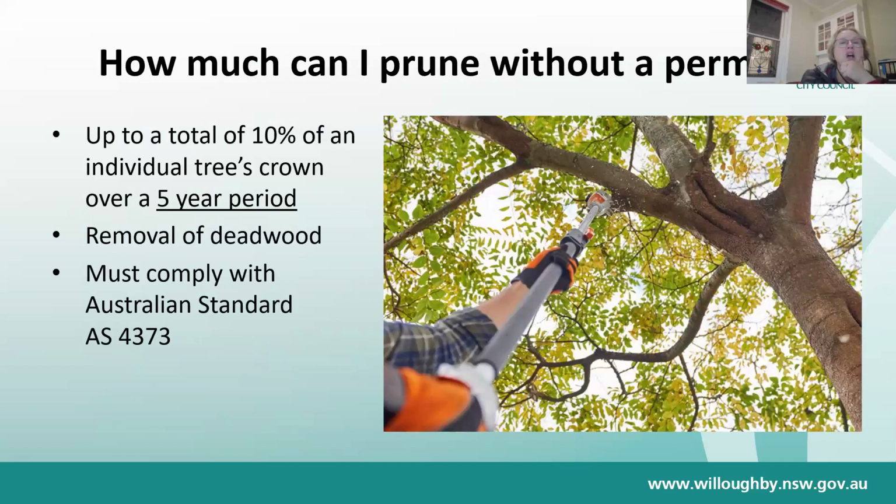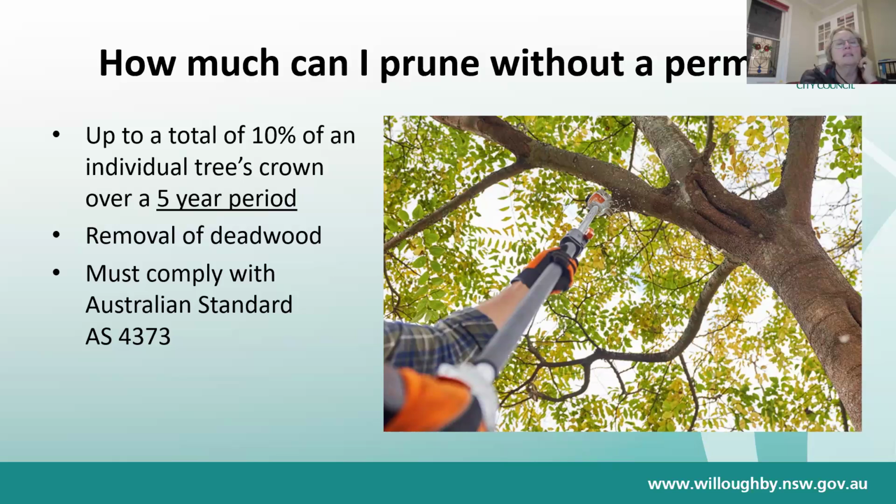So how much can I prune without a permit? Well, 10% over a 5-year period. You can remove dead wood with a caveat with that. Make sure that the dead wood doesn't have a hollow in it, and it may have an animal such as microbats or something else living in that hollow. Very important just to check. And again, as I've said, 10% of the individual tree crown over a 5-year period.